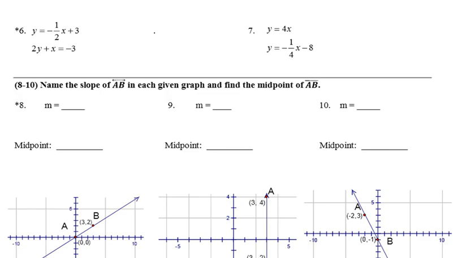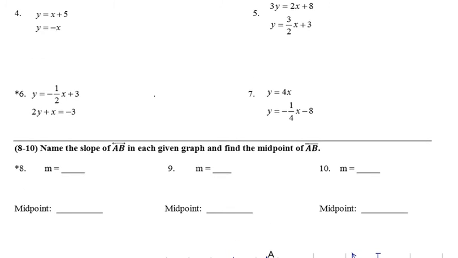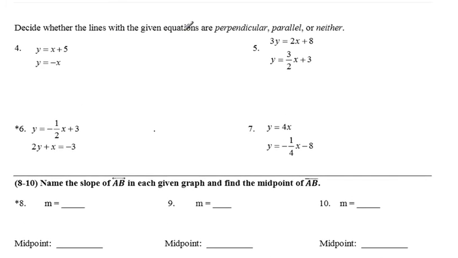All right, number 6. The only way that you can figure out, let me go up to the directions here, it says to decide whether the lines with the given equations are perpendicular, parallel, or neither. Remember, parallel is the same slope. Perpendicular is opposite reciprocal. And neither is there's no pattern between them.